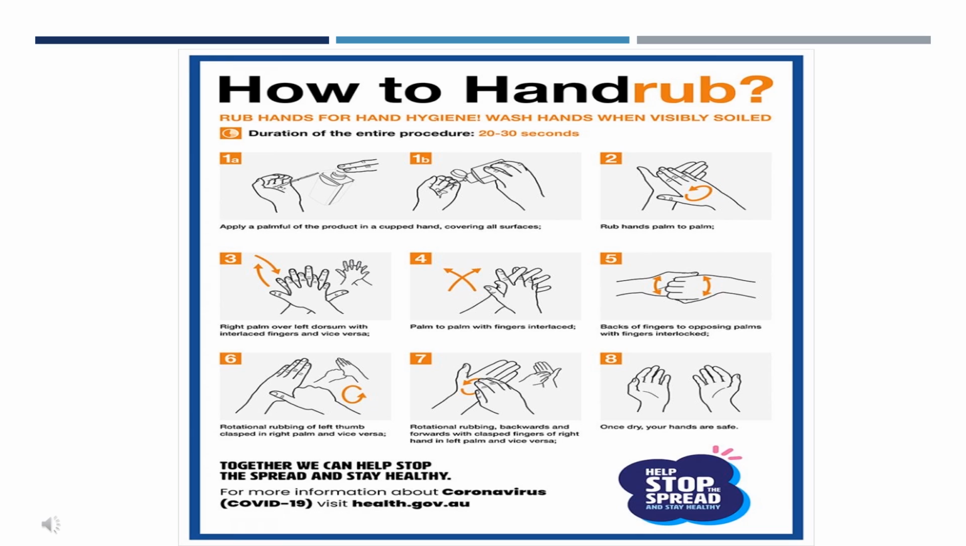Healthcare workers should always wash their hands when they are visibly soiled. Otherwise, they can use the hand rub by the steps that are shown in the diagrams. Each step must be strictly followed and a lot of practice is required. It should take about 20 to 30 seconds to do the hand rubs as shown in the picture.